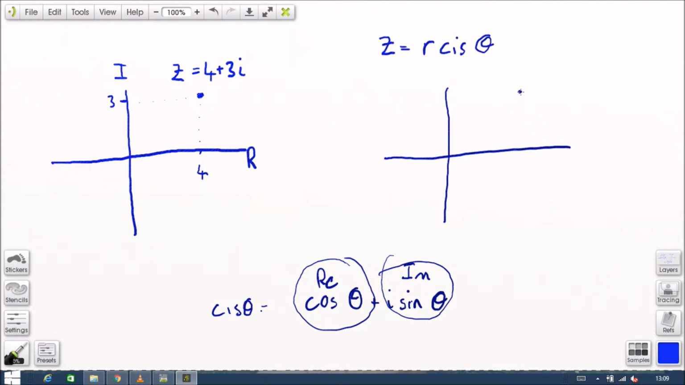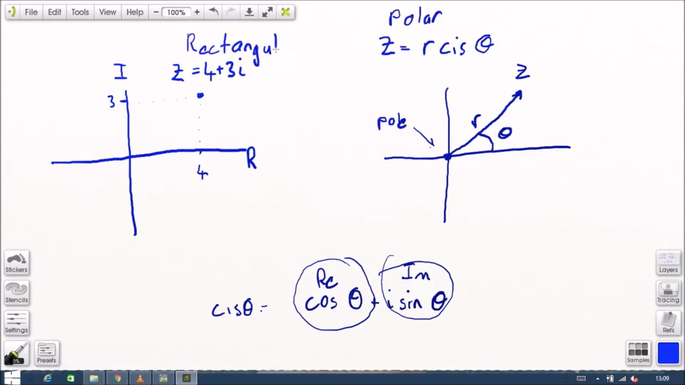So instead of drawing it with rectangular coordinates, we're going to draw it as a number which is on the complex plane, and it has a length r and an angle theta. So this is written relative to a pole, or the origin, hence the name polar as opposed to rectangular coordinates.